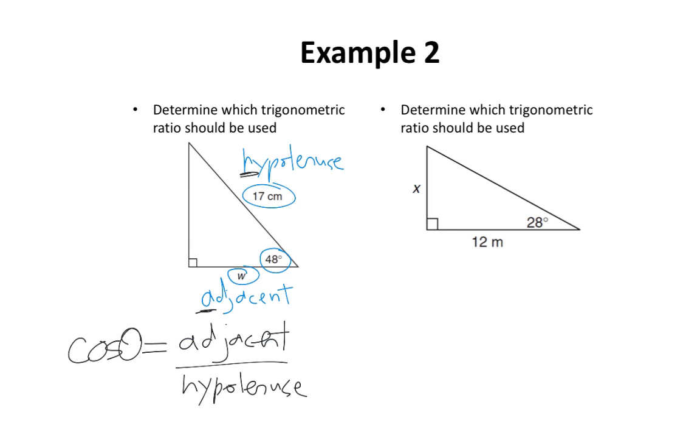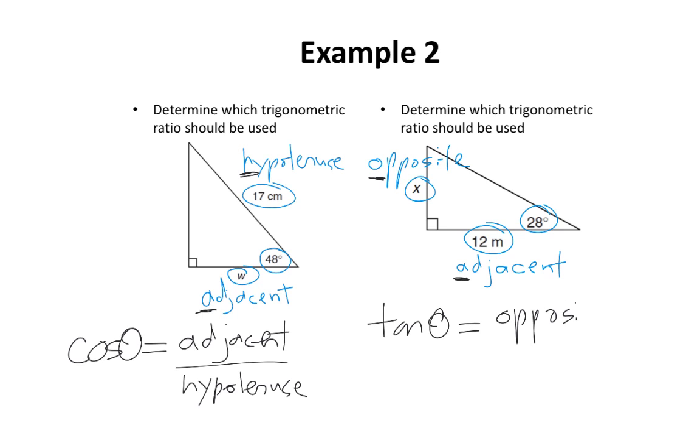In our other example, we want to determine which trigonometric ratio should be used. Again, you want to focus on the angle which has been given, which is 28 degrees, and everything else is going to be relative to that angle, which means the side length of 12 meters is the adjacent side, while the side length of x is going to be the opposite side. Now, you're going to have to remember your mnemonic of SOHCAHTOA and think about which ratio uses the letters O and A. And that would be TOA. So the trig ratio that you should be using is tan theta is equal to opposite over adjacent.